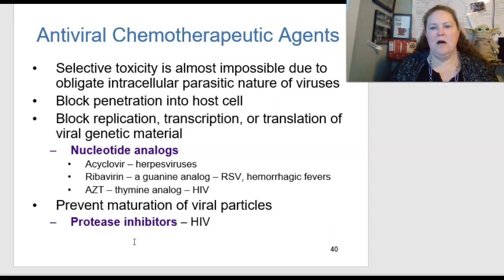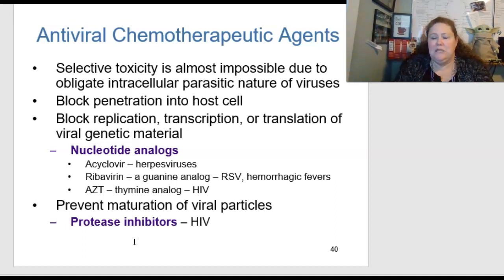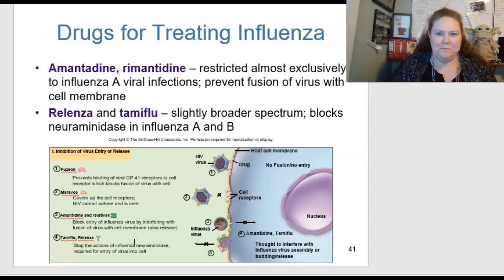We have those nucleotide analogs, which would be acyclovir that can attack herpes. You have ribavirin, a guanine analog, which can help treat RSV as well as hemorrhagic fever. And you have AZT, a thymine drug, which is used primarily to treat HIV. If you ever watched the movie Dallas Buyers Club, they talk a lot about AZT when it first came out. We also can prevent the maturation of viral particles by using protease inhibitors, and again, this is specifically for HIV treatment.